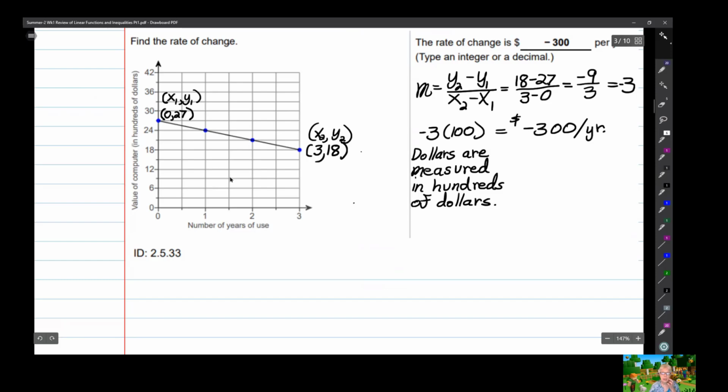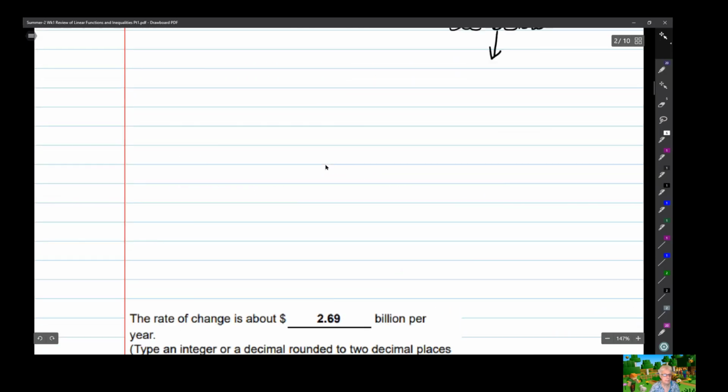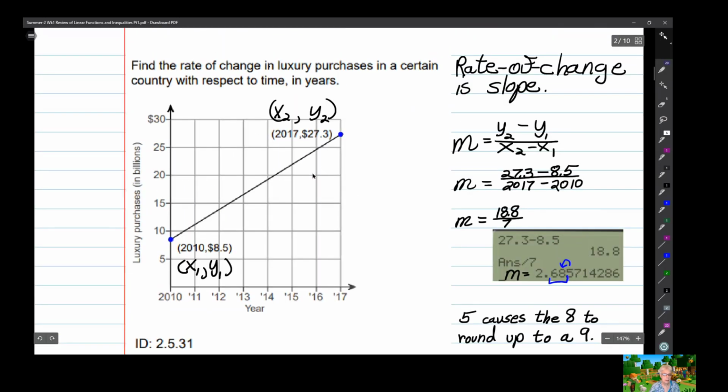We have another rate of change problem here. Now notice, I want you to look at something. Notice how this line is rising from left to right. That means that the slope is positive, which means your rate of change is increasing.